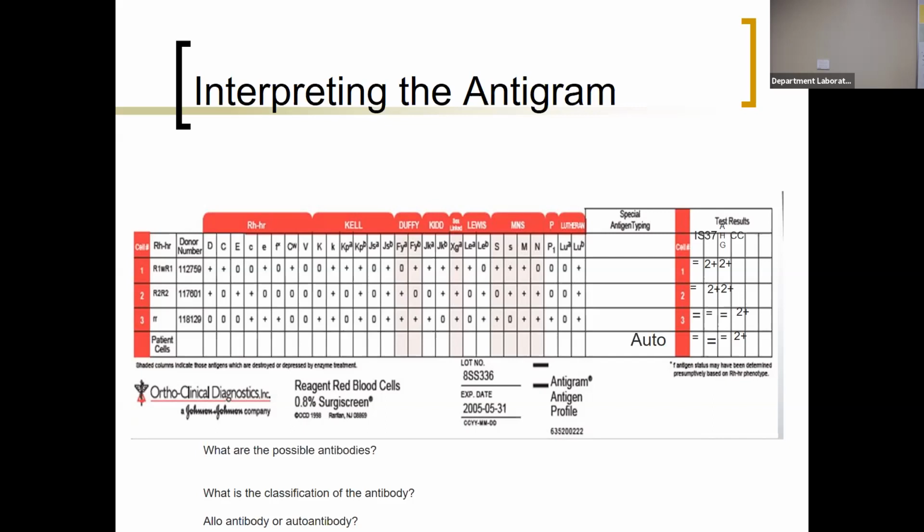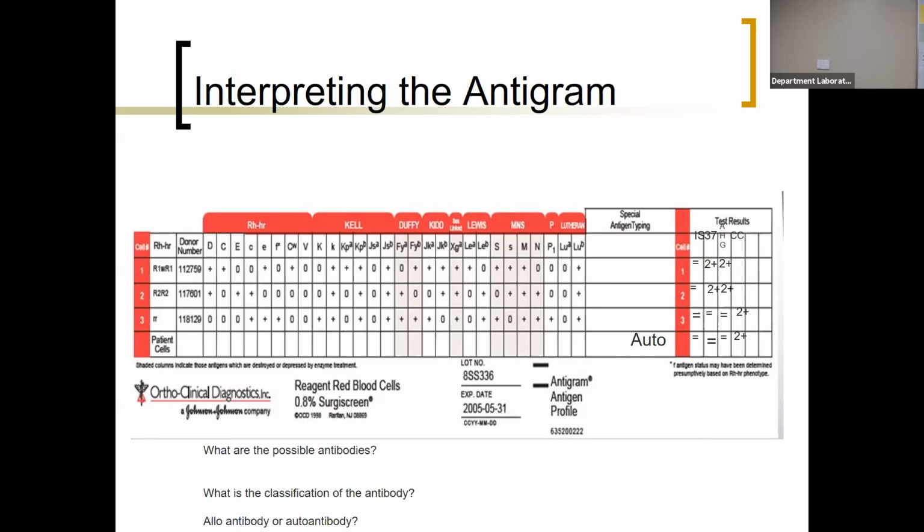Could it be little c? Probably not, because you have a negative reaction on screening cell 3, right? So if little c was there, you probably would have a reaction with this cell. Do you think it's little e? No. F is a compound antigen, very rare. CW is very rare as well as the Kel. Do you think this could be Kel? No, not likely because of that negative reaction on screening cell 3.